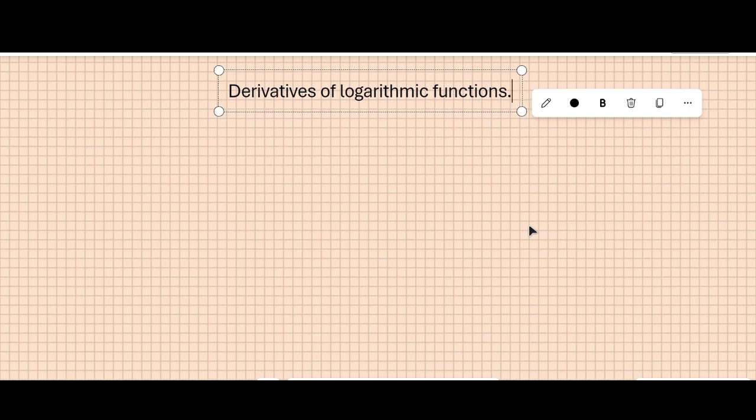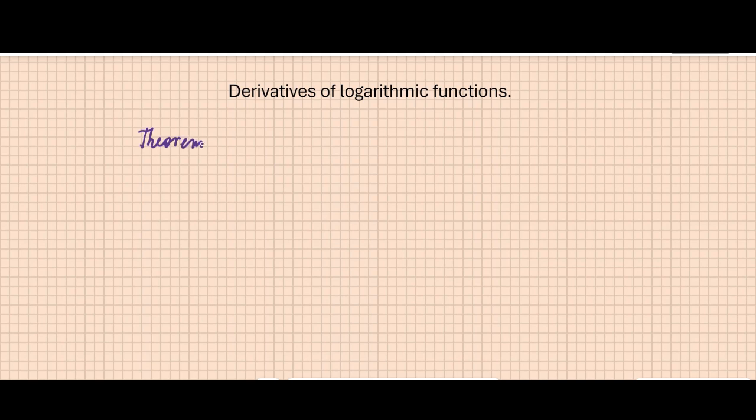So basically that's a theorem. And the theorem sounds like this. d dx. You probably remember this differentiation sign. We're not going to use it a lot, but just a couple of times. I'm going to prove that derivative of logarithmic function is equal to 1 over x.